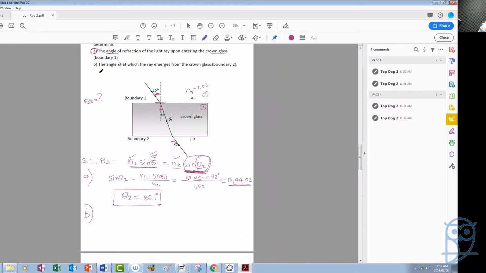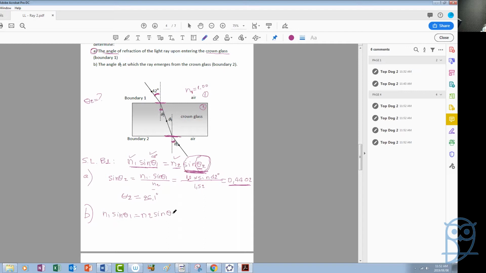Now B, find the angle θ2 at which the ray emerges from the crown glass. So now we need to find the second angle here after it emerges. All right. Okay, so once again, we're going now to apply Snell's law for this boundary 2, right? So now for boundary 2, let's write again Snell's law in general: N1 sine θ1 equals N2 sine θ2.